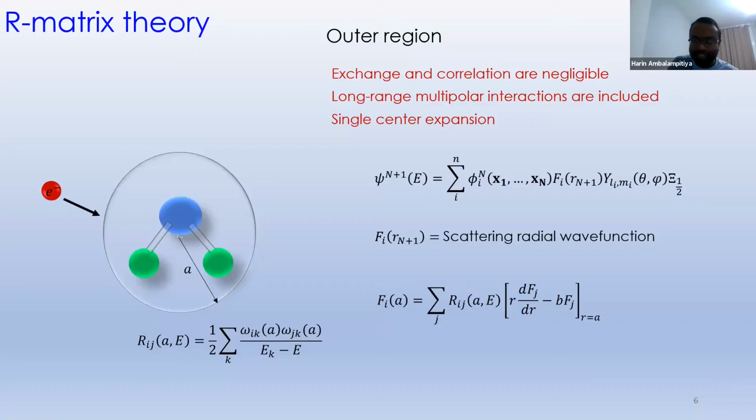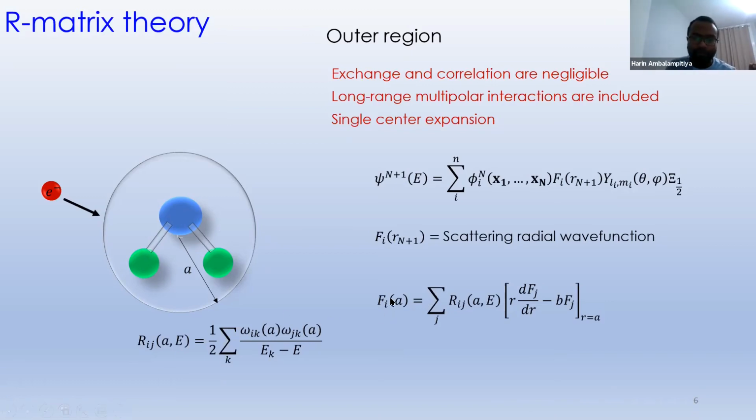So now let's look at the outer region. Here we ignore all the interactions that we treated inside this sphere. We only consider the long range interactions like dipolar and Coulombic, and we do a single center expansion of the wave function, which looks like this. Here, F is the scattering radial wave function that the outgoing electron has. And we solve this using the initial condition that we obtain from the solution of the inside region.